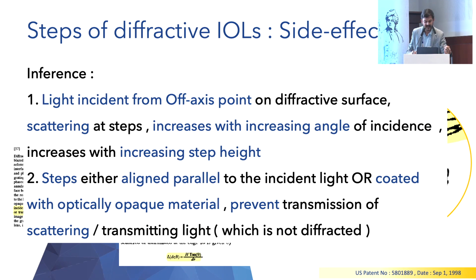It says that light incident from an off-axis point scatters at the steps, and the scatter increases with increasing angle of incidence and increases with increasing step height. And to solve this problem in 1998, before any diffractive IOL was implanted in the eye, it gave a solution. They said you align the light parallel to the incident light. But that is not possible in the human eye.